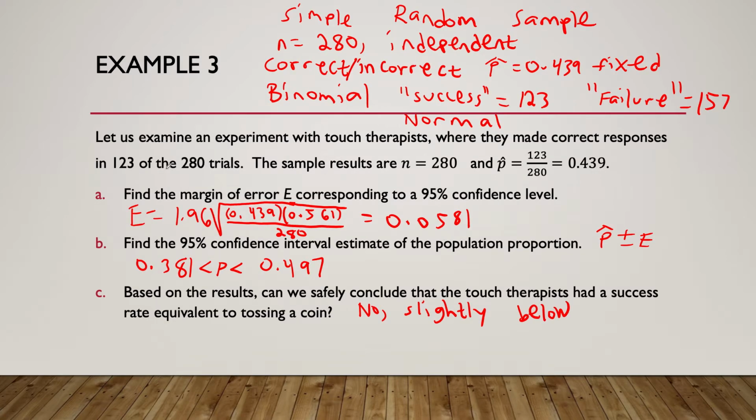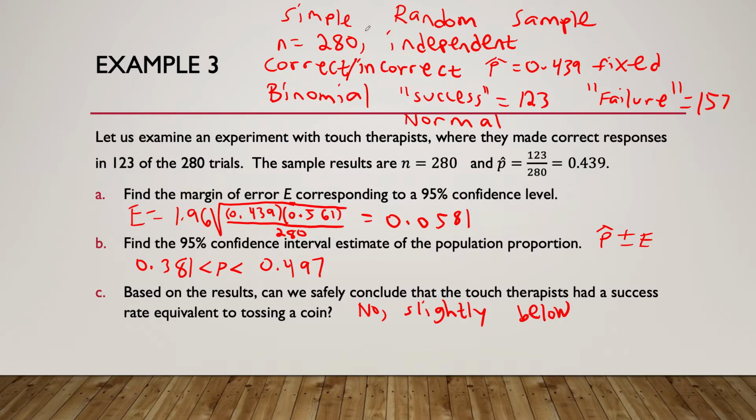So, for example, let us examine an experiment with touch therapists where they made correct responses in 123 of the 280 trials. The sample results are n is equal to 280 and p hat is 123 over 280, which is 0.439.